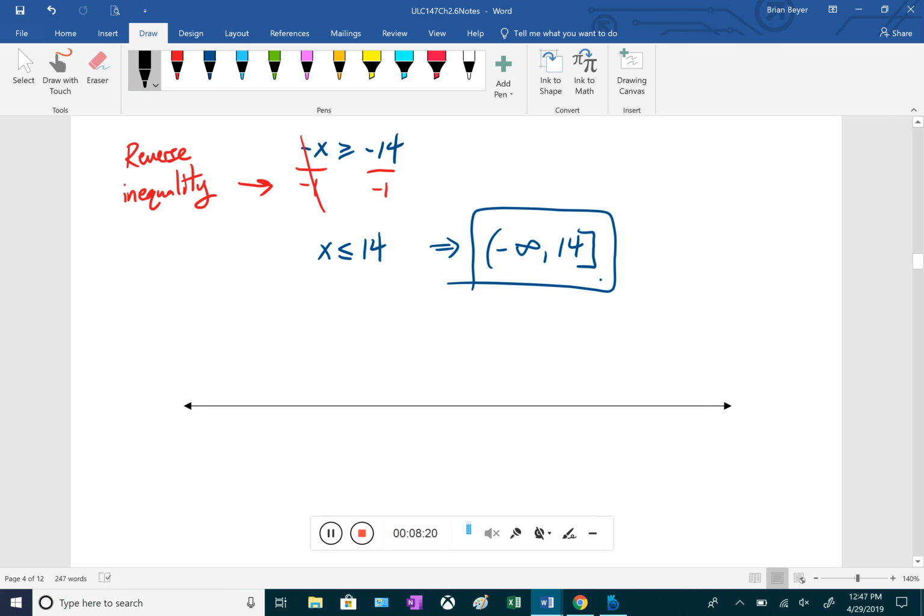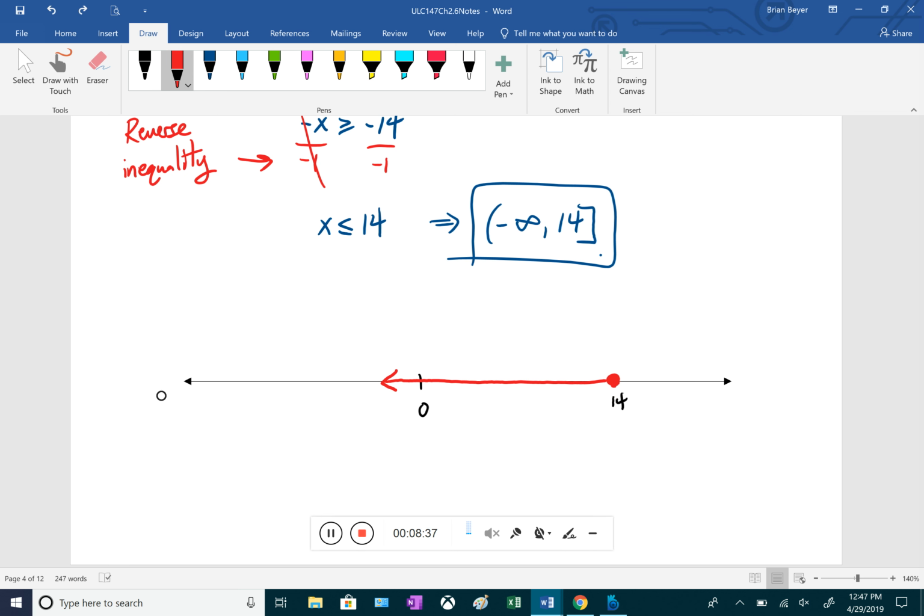Okay, so for this one, I'm just going to create my own number line here. I'm just going to say that 14 is over here somewhere. And then it's going to be including the 14 and then everything to the left of it. Okay, so something like that.